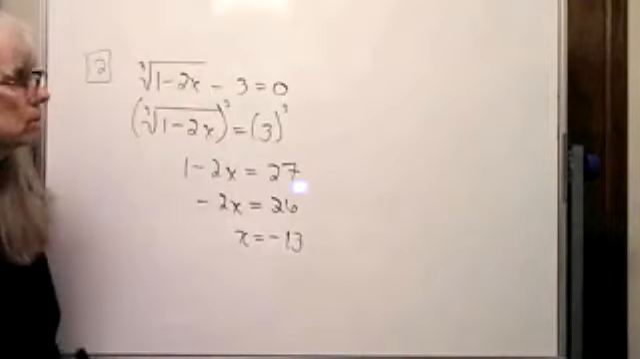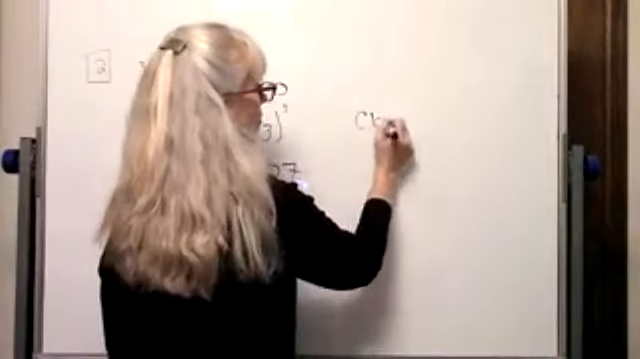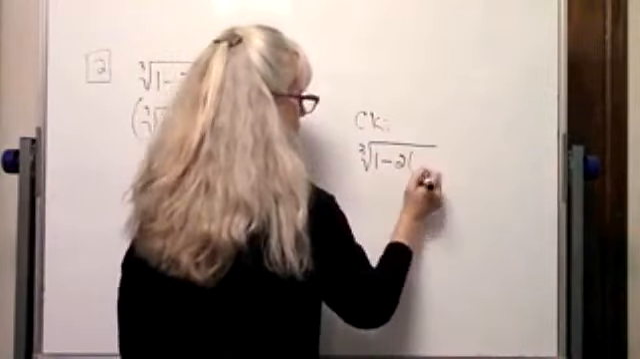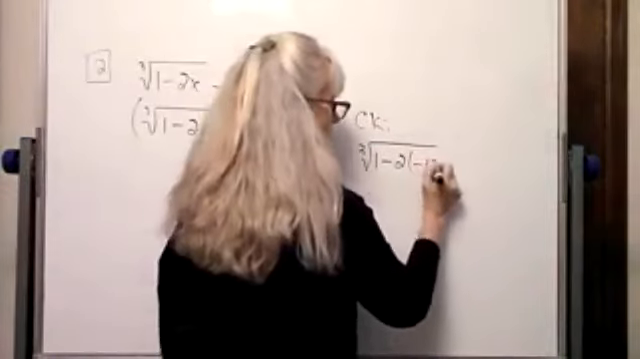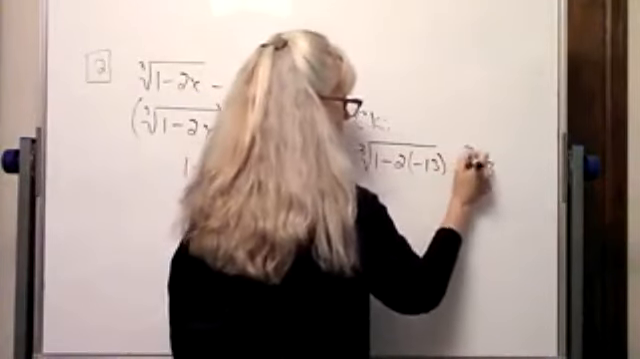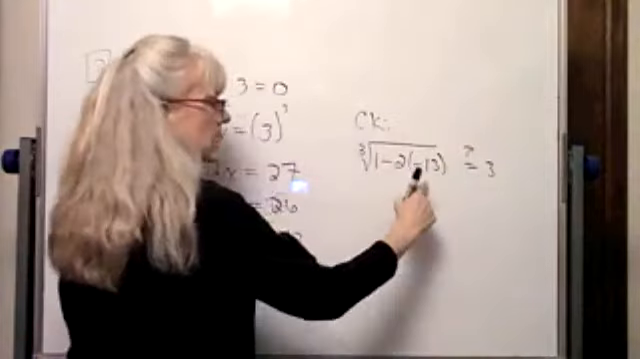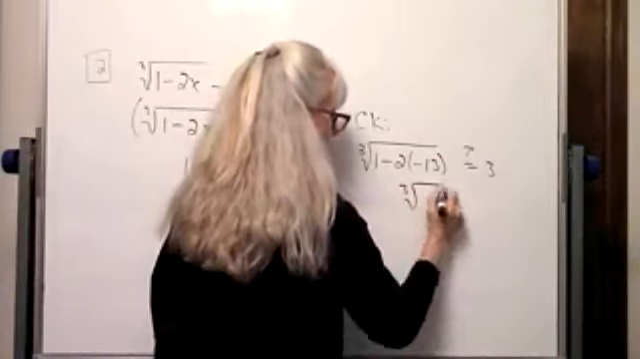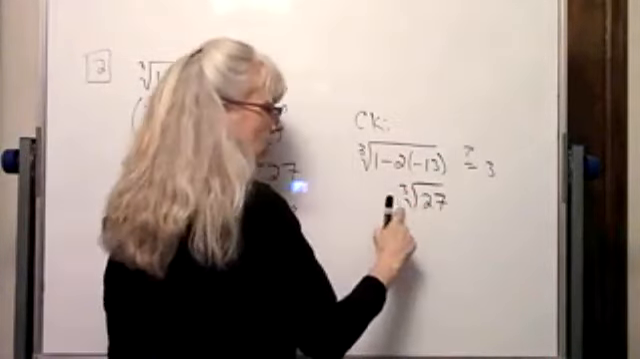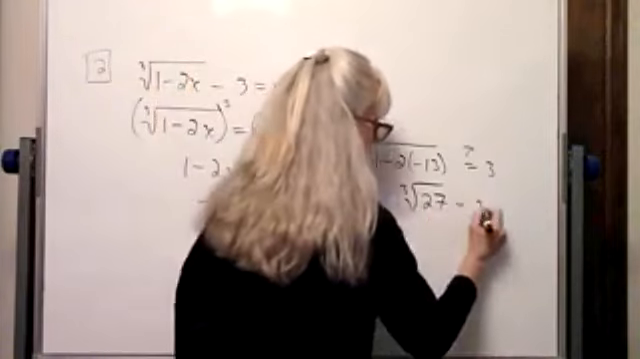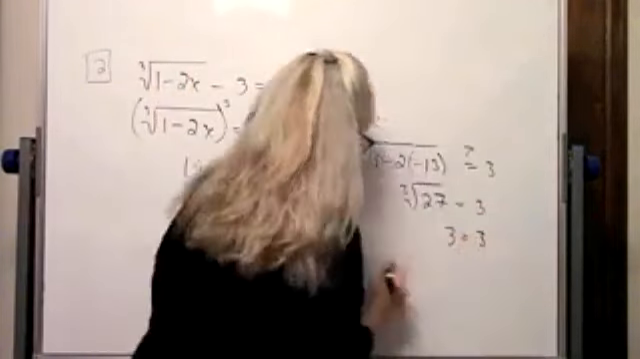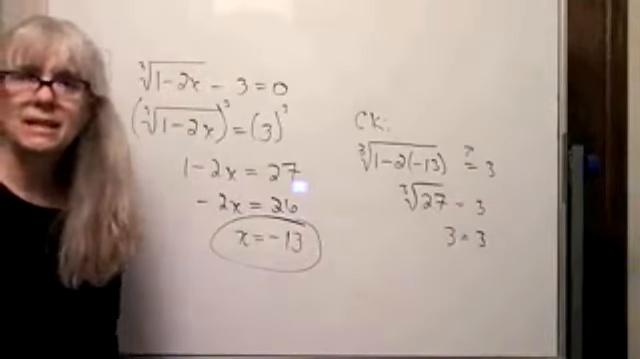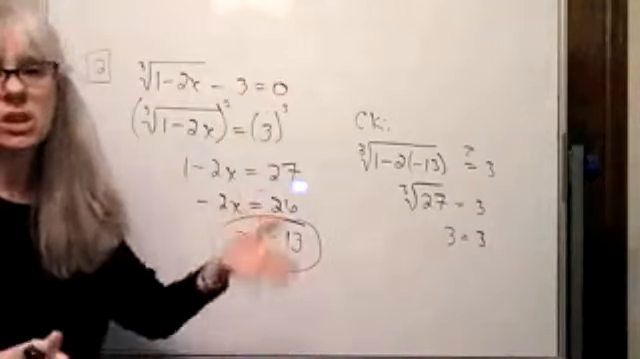Now we can check it. So we're asking ourselves whether the cubed root of 1 minus 2 times that -13 is equal to 3. So that's really what we're checking. Well, -2 times -13 is a positive 26. 1 plus 26 is going to give me a 27 under the radical. The cubed root of 27, sure enough, is 3. So it works as a solution. It's a good solution. But the only difference here is we did have to isolate first, and we cubed instead of square root.